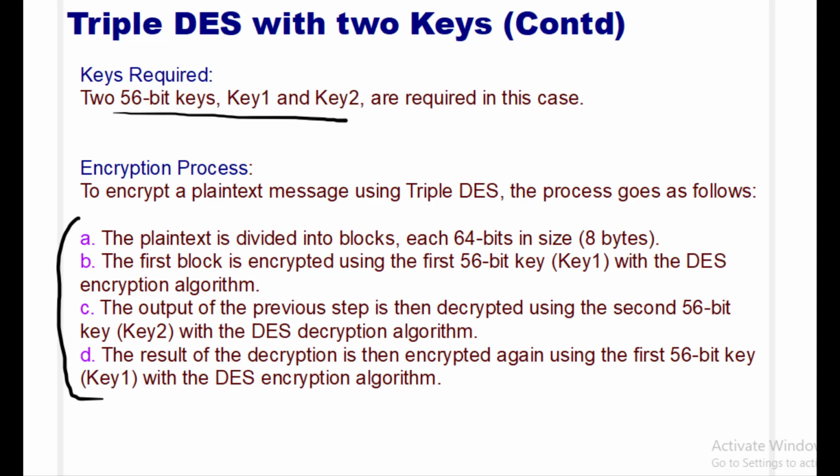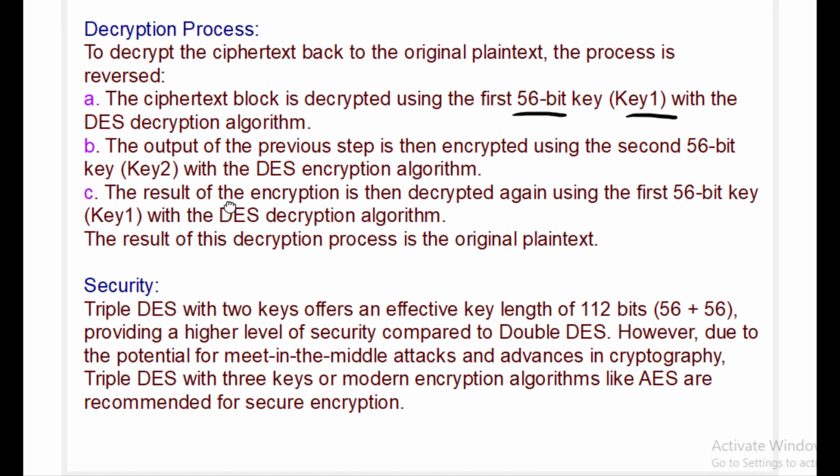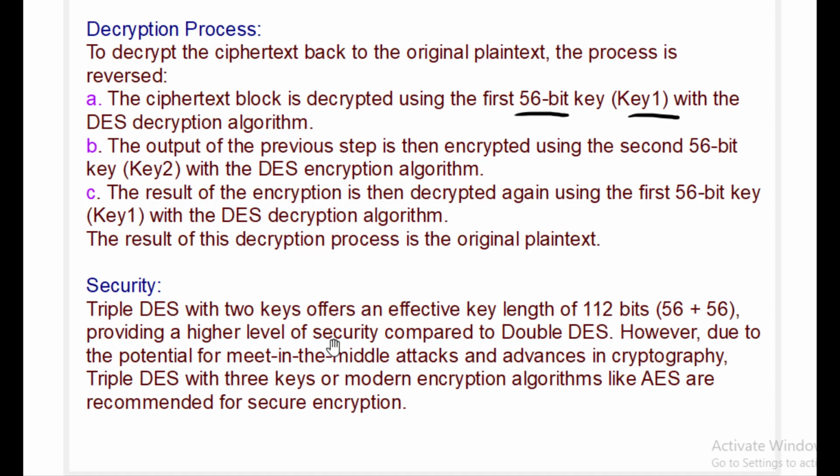This is the encryption process, and of course in the decryption process the reverse occurs. In decryption, it is decrypted using K1 first, then K2, then again K1, and then we get the output. Now regarding the security, of course this algorithm also suffers from the meet in the middle attack. So this is a potential threat to triple DES even using 2 keys.